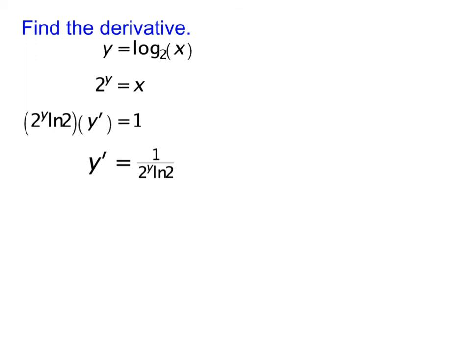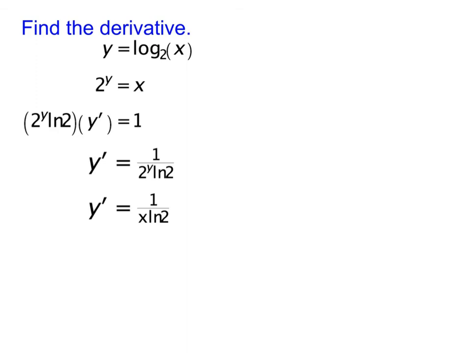Take a look at what we have up here. The answer is up here someplace. How can I rewrite this expression to involve x instead of y? Notice up here, we are told that 2 to the y equals x, which means that this 2 to the y down here also equals x. And so I can replace the 2 to the y with the x, and I now have my derivative of a logarithm only in terms of x. So, as it turns out, the derivative of log base 2 of x is going to equal 1 over x ln 2.